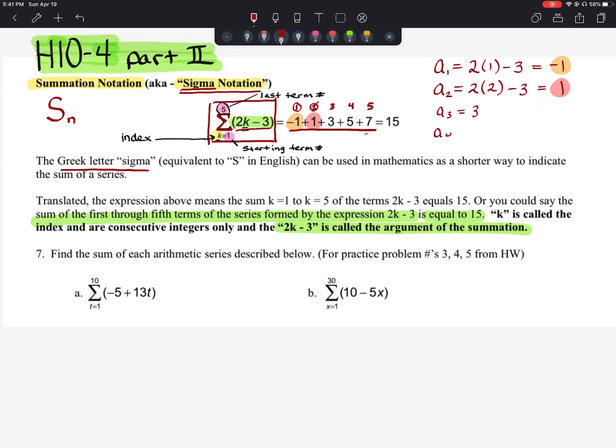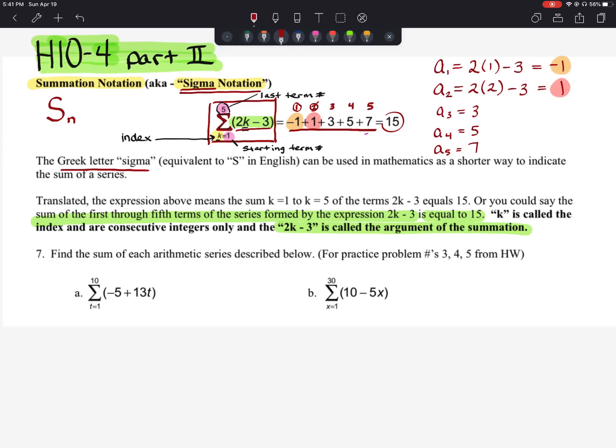A sub 4 is equal to 5, and A sub 5 is equal to 7. And they obviously took all those numbers and added them to get that 15 at the end. Okay, so that's a little bit of terminology there.